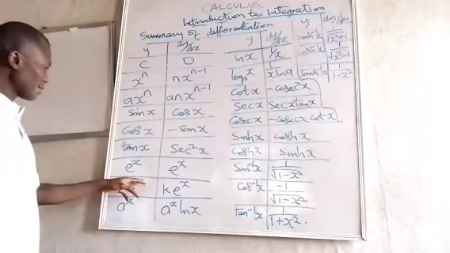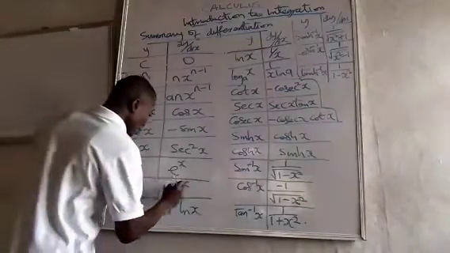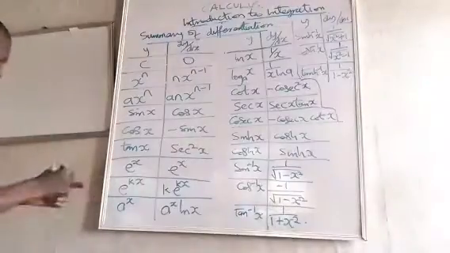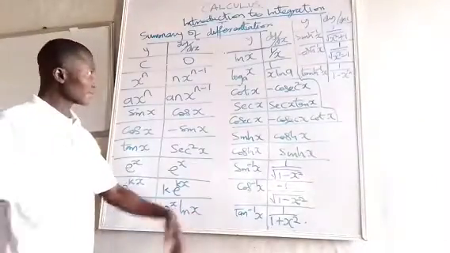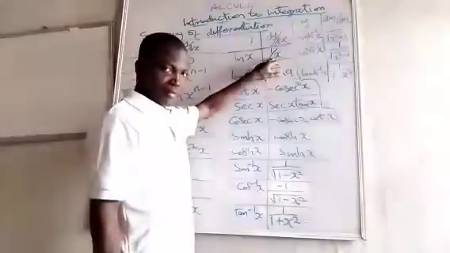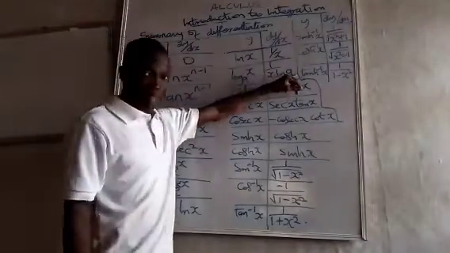For e raised to power kx, the derivative is k e raised to power kx. The derivative of a raised to power x is a raised to power x ln a. The differentiation of ln x is 1 over x. The derivative of log base a of x is 1 over x ln a.